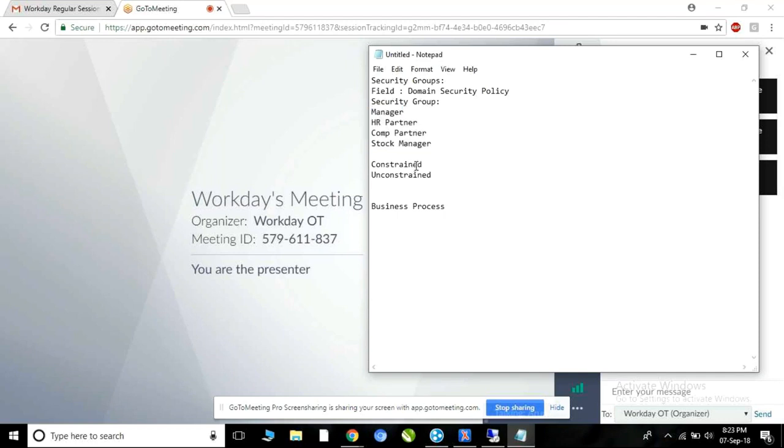But if it is a constrained one, then in each organization, suppose there are 2, 2, 3, 3, 4 employees, only those particular people will be able to do the role of this security group in that organization. Now let's take a live example.